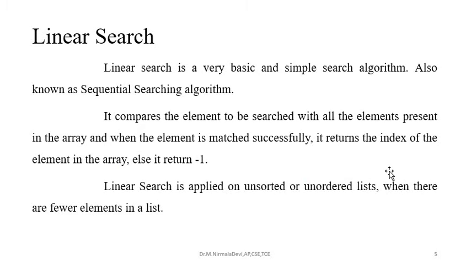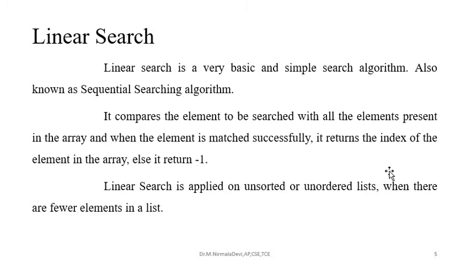What is meant by linear search? Linear search is a very basic and simple searching algorithm. It is known as the sequential searching algorithm because it compares all the elements with the searching key element one by one. It compares the element to be searched with all the elements present in the array. When the element is matched successfully, it returns the index of the element. If not, it will return the index as -1.